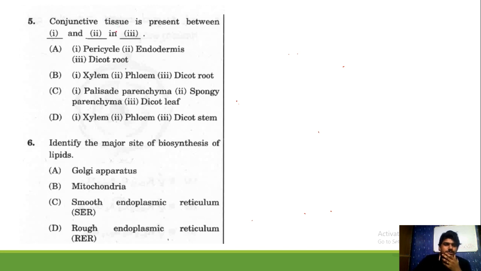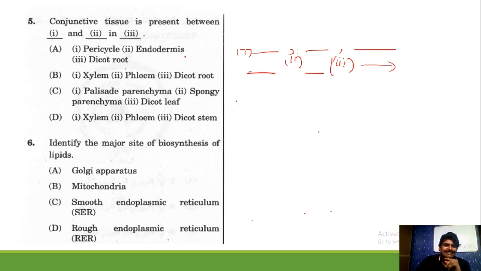So the fifth question is saying that conjunctive tissue is present between dash and dash, between dash and dash, but in which? So the third one is in which type of plant. Okay, so let's see. For this we have to look directly into the particular options.